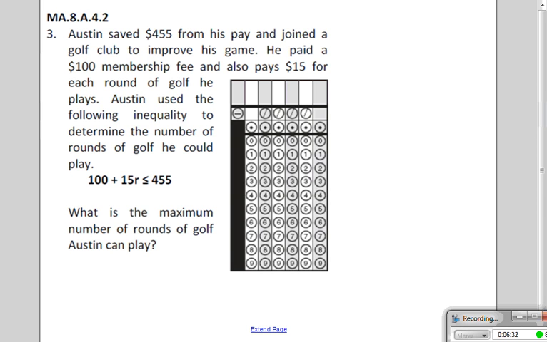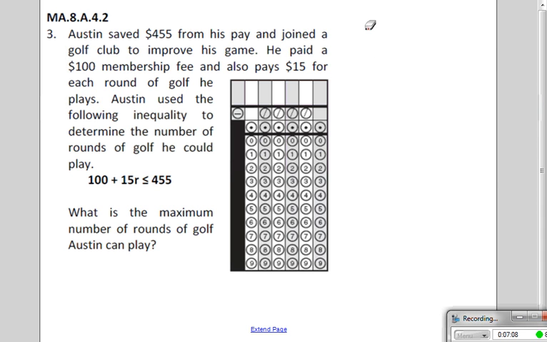Number 3 is a problem that we should be relatively familiar with. Austin saved $450 from his pay and joined a golf club to improve his game. He paid a $100 membership fee and also pays $15 for each round of golf he plays. Austin used the following inequality to determine the number of rounds of golf he could play, where 100 plus 15R should be less than or equal to 455, because that makes sense. The membership fee being $100 plus $15 for every round should be less than or equal to $455, because that's all he has. What is the maximum number of rounds of golf Austin can play?